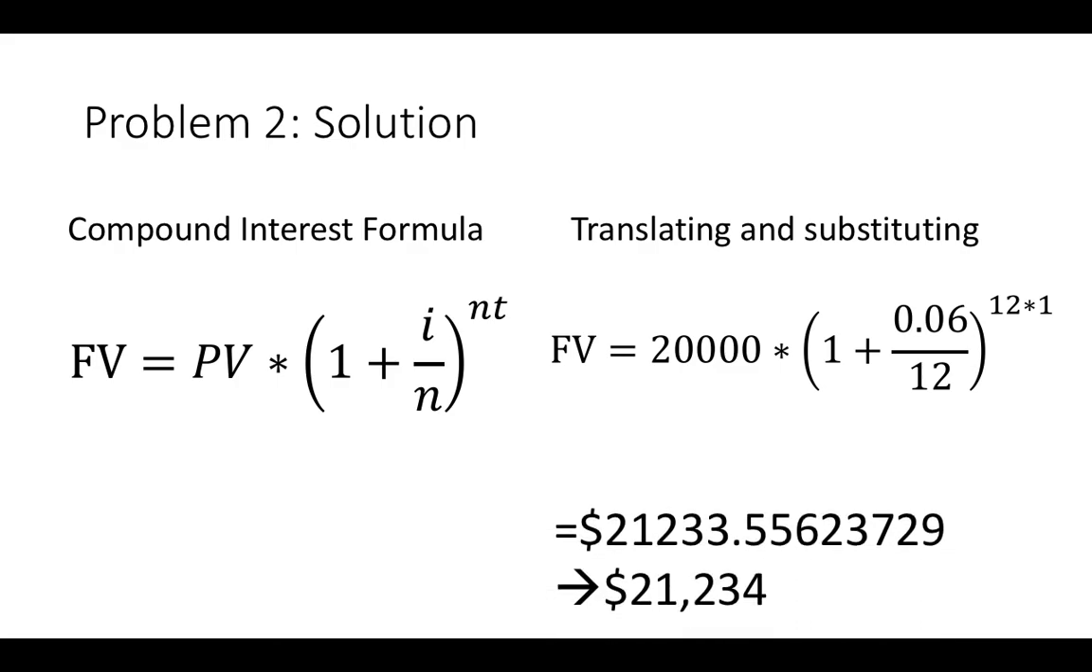When we evaluate this, we find a future value of $21,233.56. Rounded to the nearest dollar, this becomes 21,234. So this means that after 1 year, at an interest rate of 6% compounded monthly, we're going to have a future value of $21,234 from the initial lump sum of $20,000 that we started out with, and this is the new amount that's going to be owed after a year.